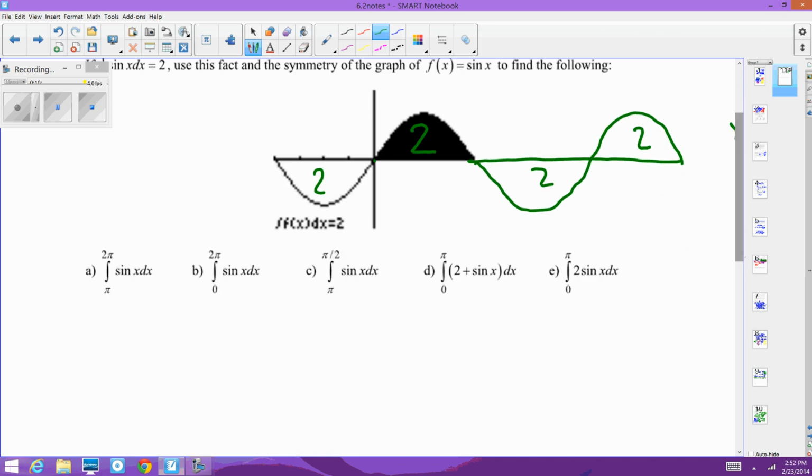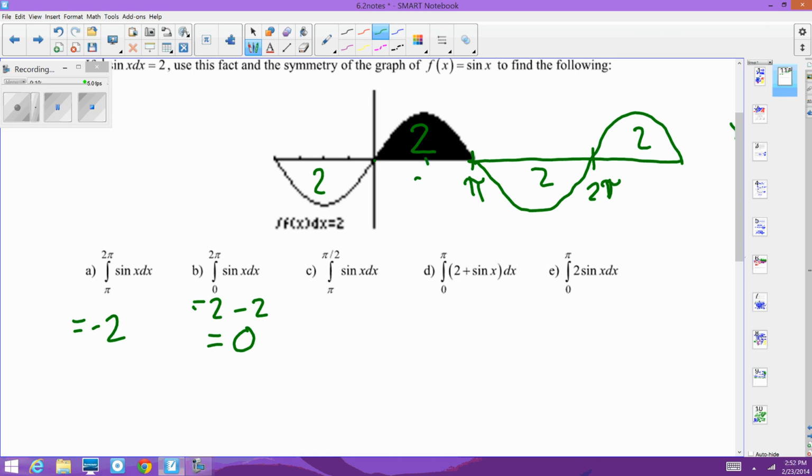All right, from pi, which would be here, all the way to 2 pi. If we integrate that, we're going to get -2 because it's below the x-axis. Okay, to go from 0 to 2 pi, we would have 2, and then we would have -2. So this one's just 0. Okay, the area cancels out the other area.